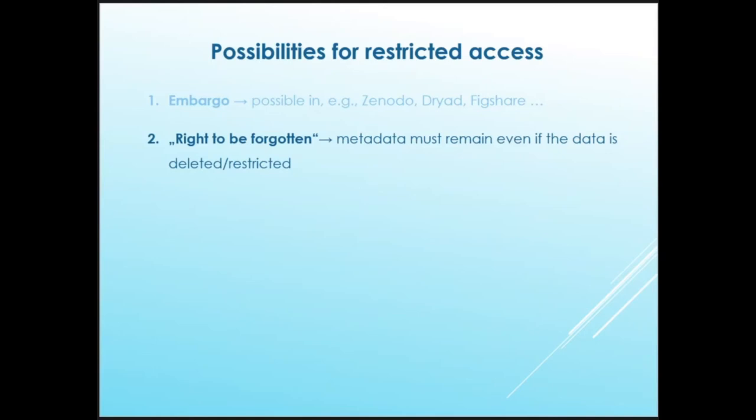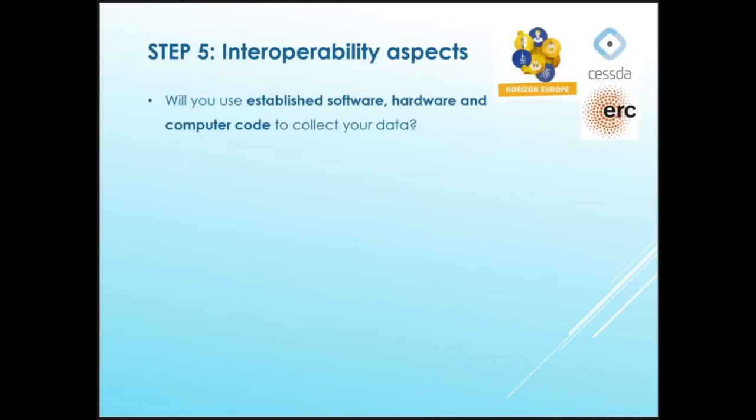Okay, now we are at step 5, interoperability. The first one is, will you use established software, hardware, and computer code to collect your data? So this overlaps a little bit with what I mentioned before, but it looks at the same thing through a different angle. So this section is more about using established tools and infrastructure. So how easy will it be for other people to reuse the data you have created.